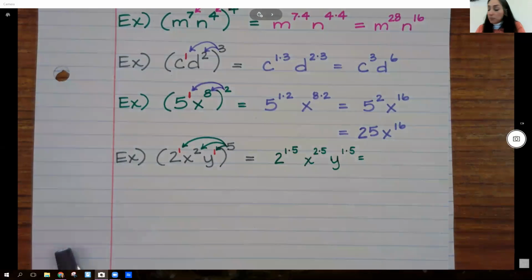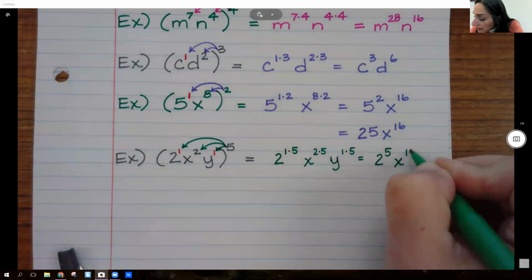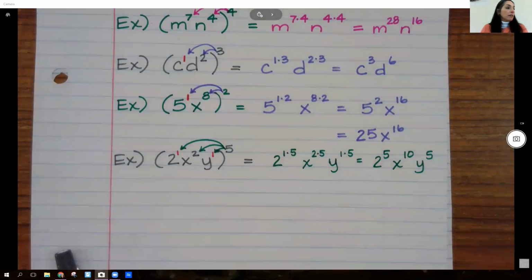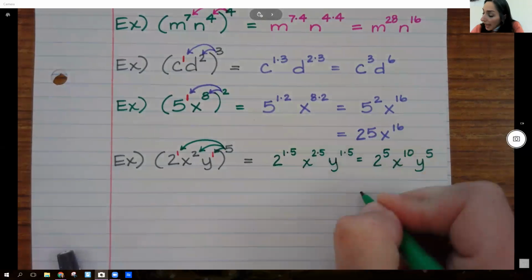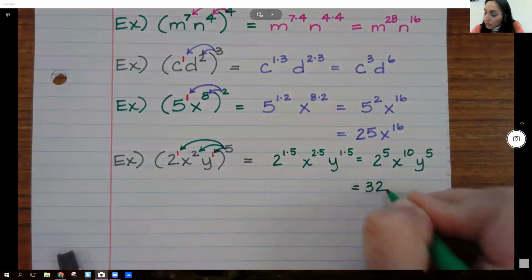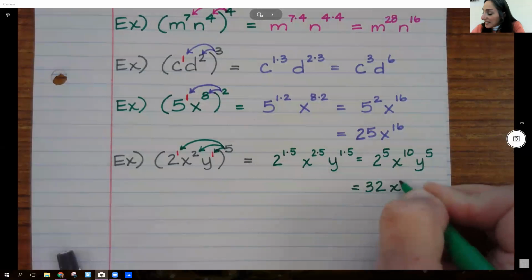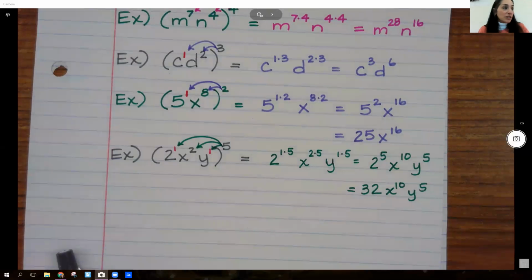Okay, I simplify. So 2 to the 5th power, x to the 10th power, y to the 5th power, like that. Now, 2 to the 5th power is not 10, okay? It's going to be 2 times 2 times 2 times 2 times 2, which actually comes out to be 32. Hopefully y'all got 32, I hope so. x to the 10th, y to the 5th. And that's your answer for that example, okay?